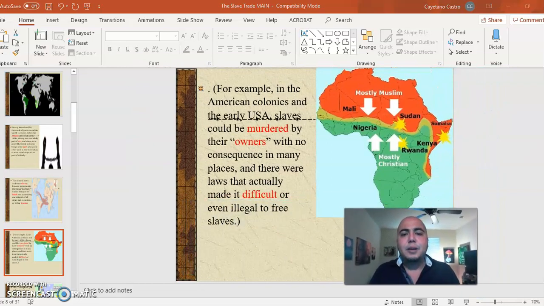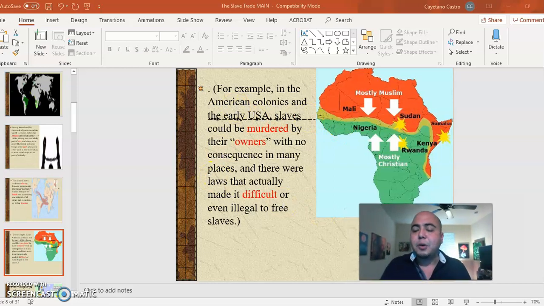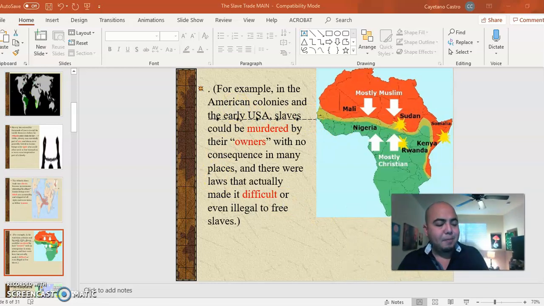For example, in the American colonies and the early United States, slaves could be murdered by their owners. That means the ones who own them, okay? With no consequence in many places. And there were laws that actually made it difficult or even illegal to free slaves. So, in the Americas, starting in Jamestown in 1607, because it's a new colony, and they basically are away from the mother country, they could design their own laws about what to do about slavery.